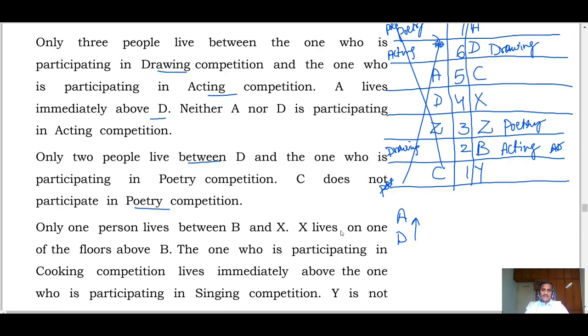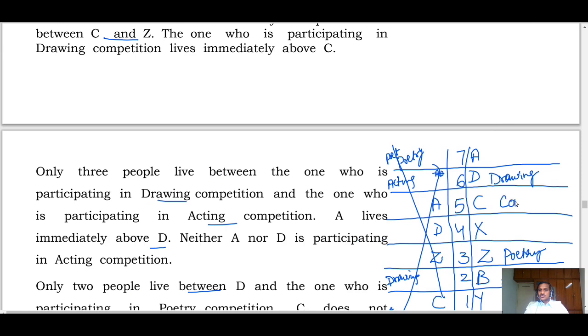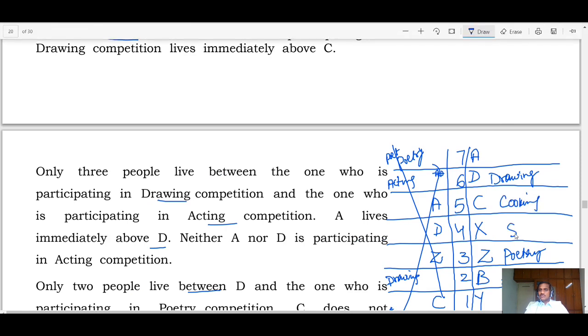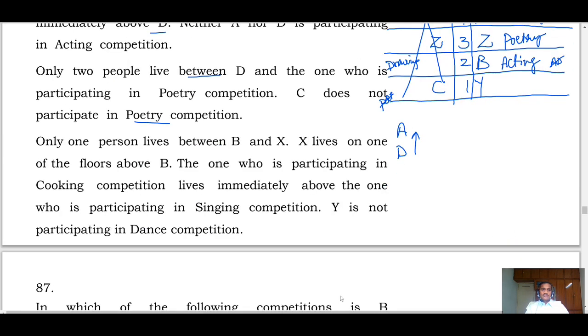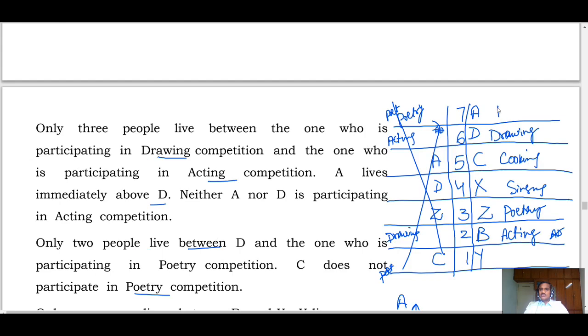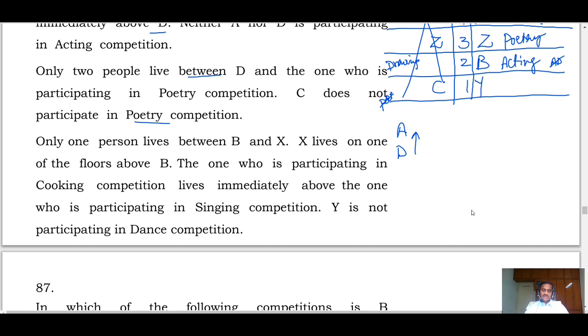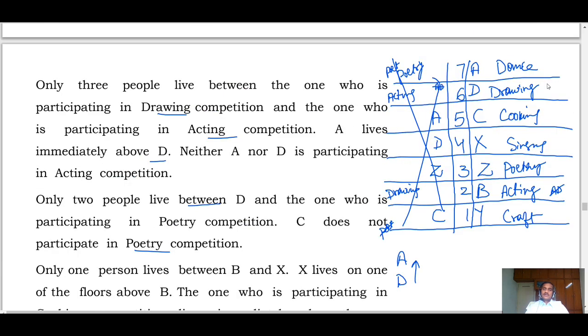The one participating in cooking lives immediately above singing. Cooking and singing are like this. Then Y is not in dance competition, hence A is dance competition. As A is dance competition, the other competition left over is craft. Now Y participates in crafts. Done. This is about questions 87 to 91. Okay, write down this arrangement.